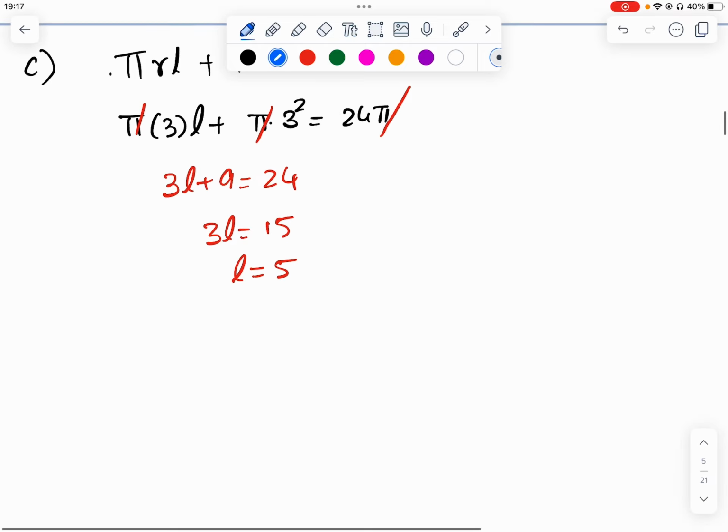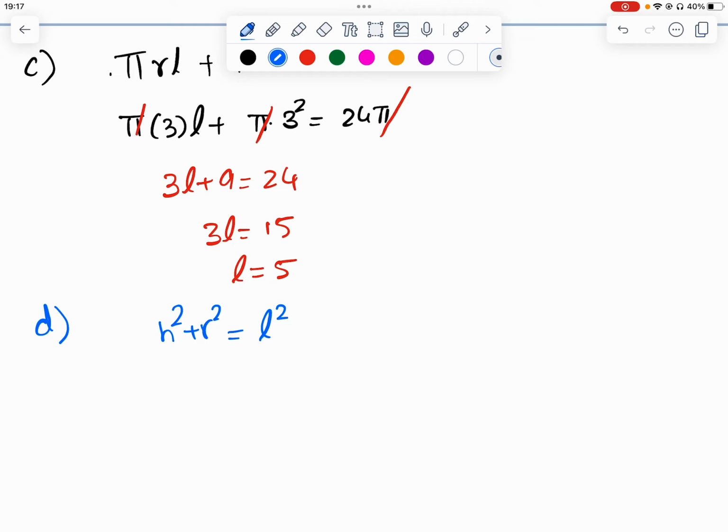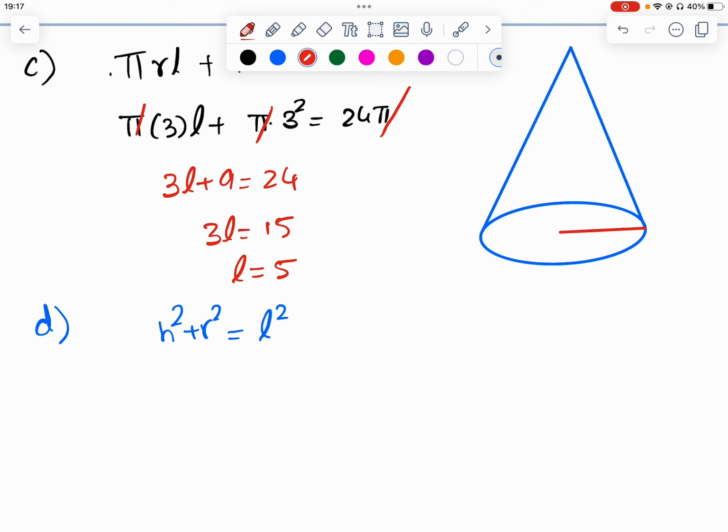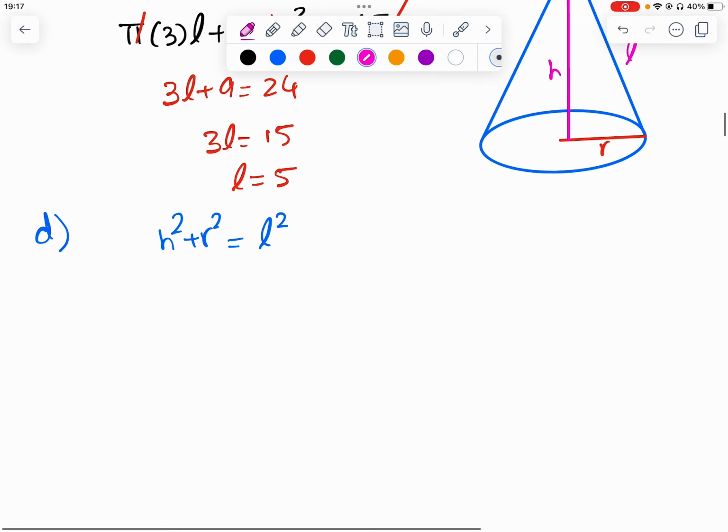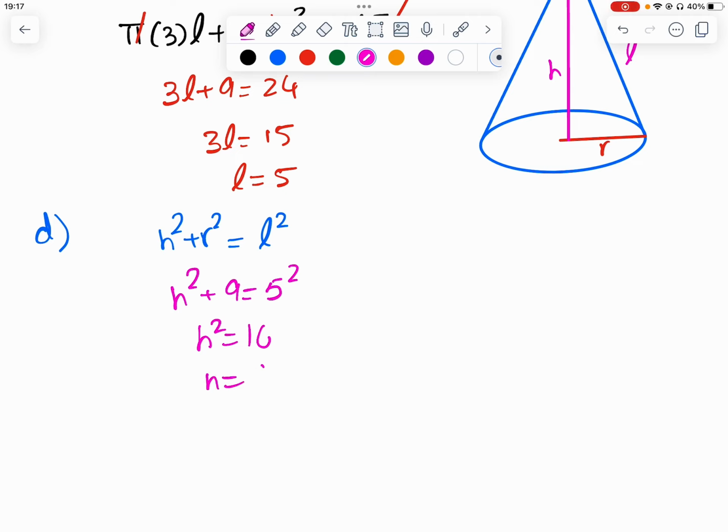He is asking us to find the volume. So we know that by Pythagoras theorem, h square plus r square equals L square. This is a cone. This is the radius r, this is the height h, and this is L. So h square plus 9 equals 5 square. So h square equals 16. So from there I get h equals 4.